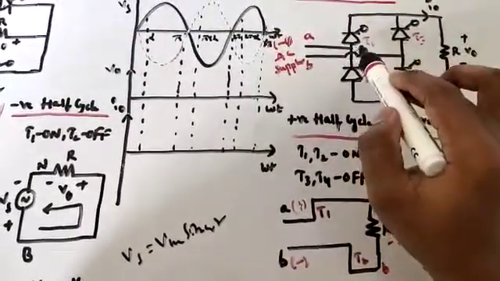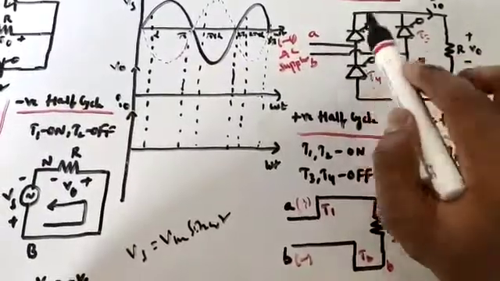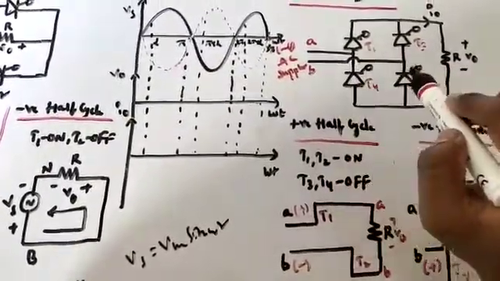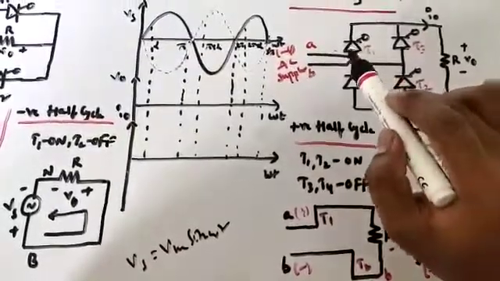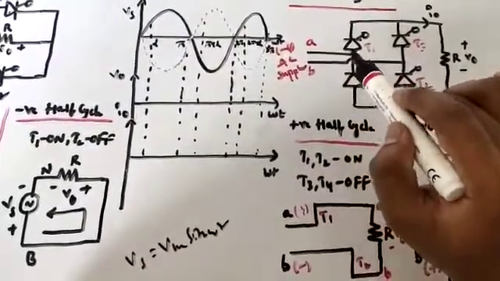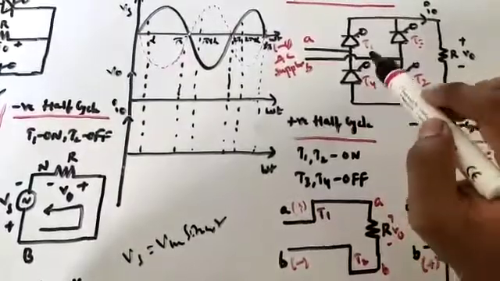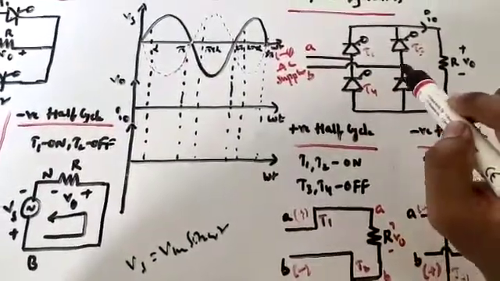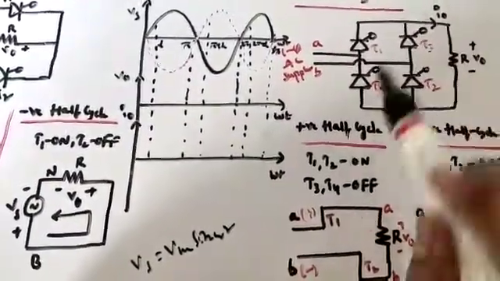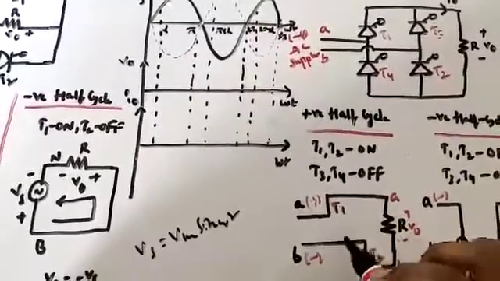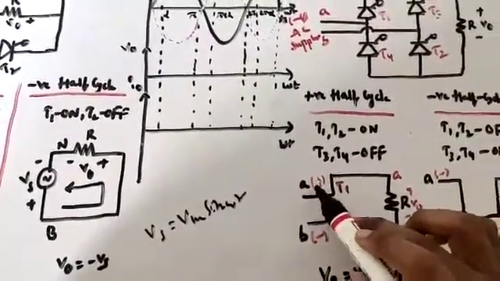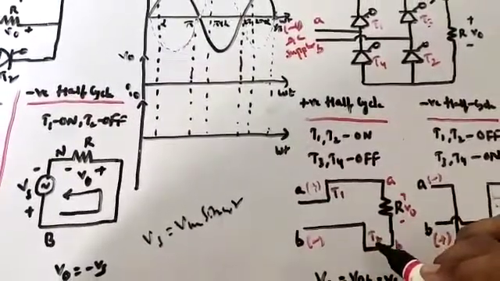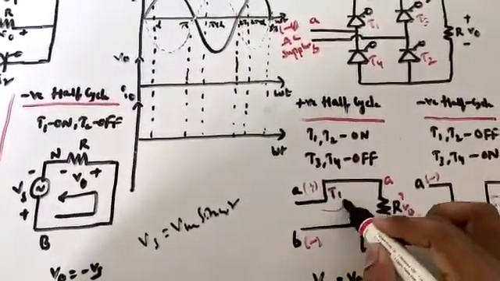Positive is connected to the anode of thyristor T1, so it is short circuited, and negative is connected to the cathode of thyristor T2, so it is short circuited. And A is positive, connected to the cathode of T4, so it will be open circuited, and negative is connected to the anode of T3, so it will be open circuited. What is the equivalent circuit we get here? A is positive, so T1 and T2 are on, and the current flows like this.